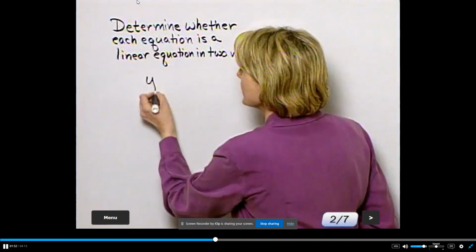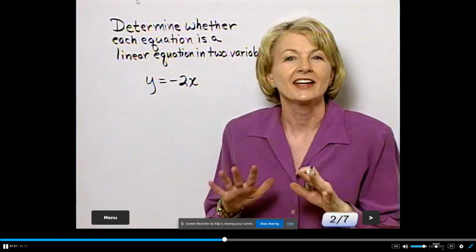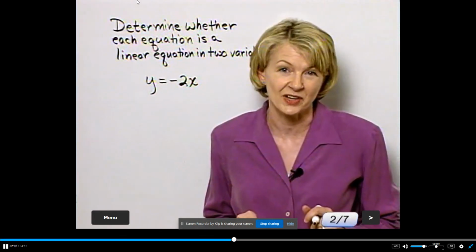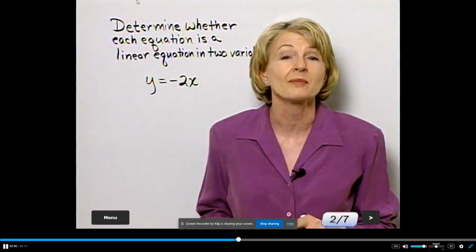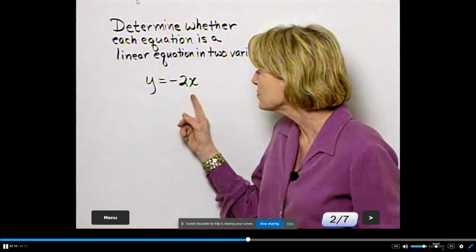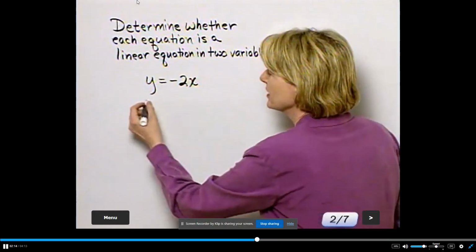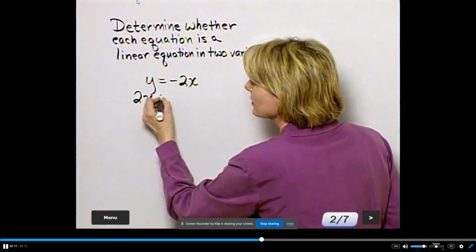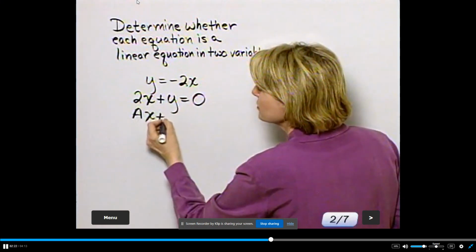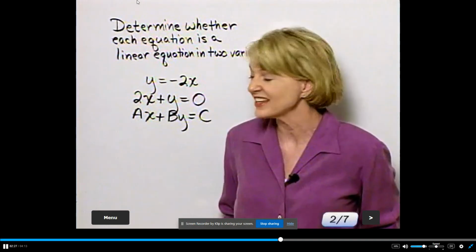What about y is equal to negative 2x? I'd like to determine whether this equation is a linear equation in two variables. Can it be written in the form ax plus by is equal to c? Well, the answer is yes. What if I simply add 2x to both sides of this equation? If I do, I'll have 2x plus y is equal to 0.